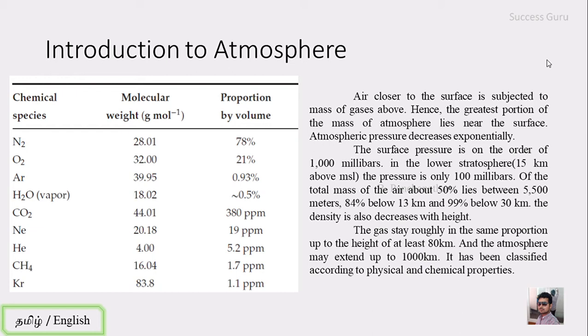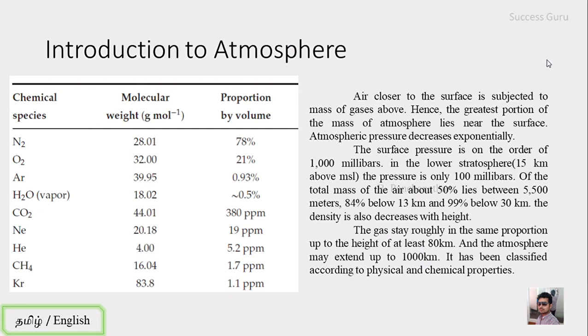Not only that, of the total mass of the air, you can expect 50% of the mass of the air lies within 5500 meters, that is 5.5 kilometers, from the surface, and almost 84% of the total mass of the air is just below 13 kilometers, and almost 99% of the total mass of the atmosphere is just up to 30 kilometers from the surface.